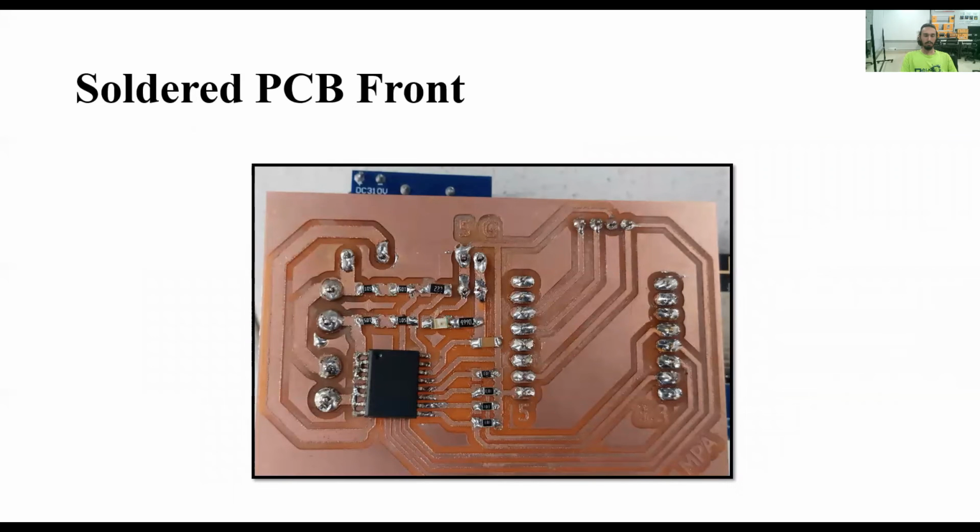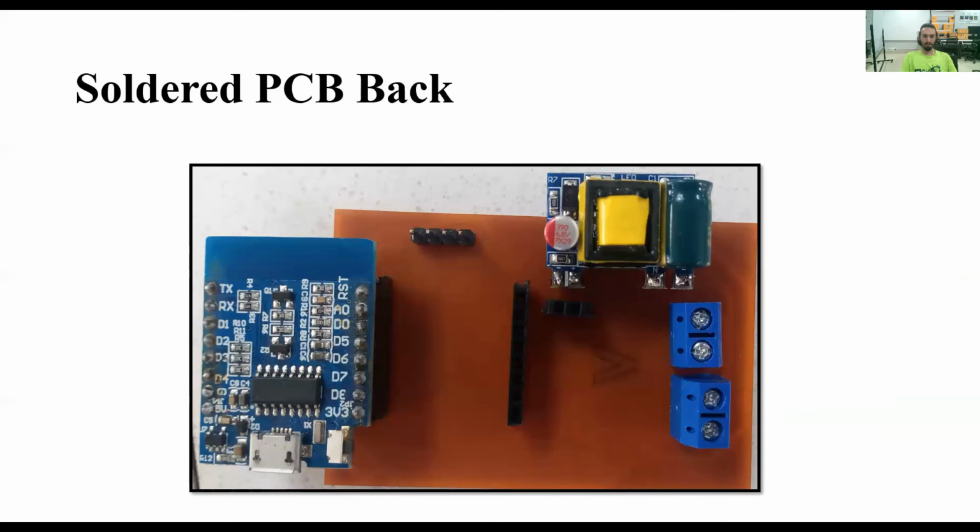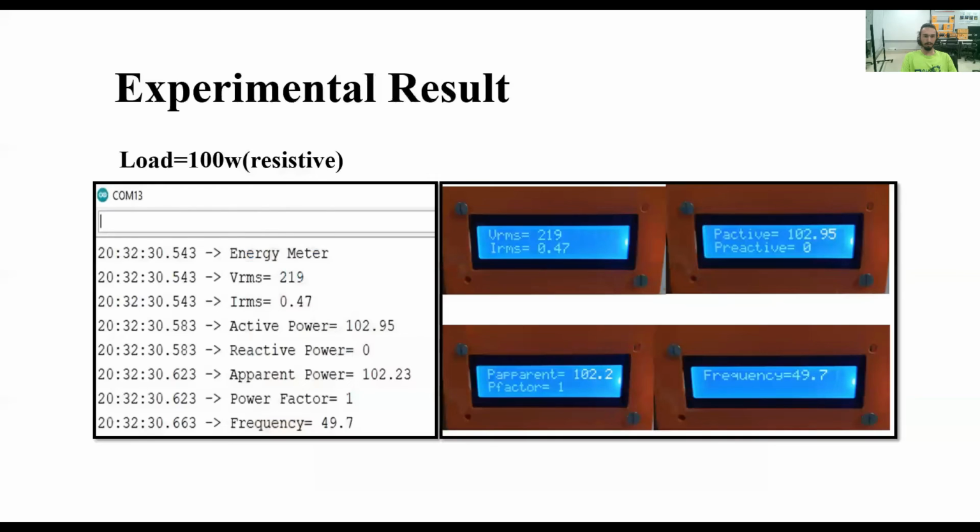This is the soldered PCB front end. We have soldered different components on the milled circuit. This is the AC710 IC, and these are the different resistors, and the VMOS will be connected on the back side of this circuit. This is the back view of our soldered PCB.